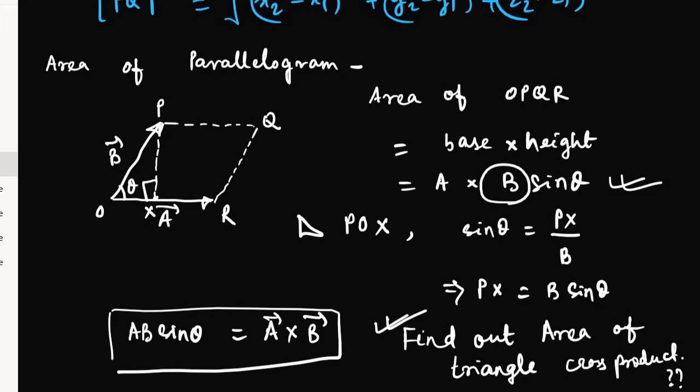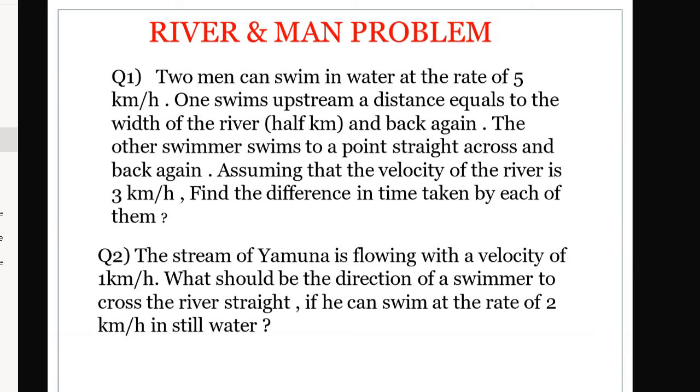We should move on to the other problems. You can write down the question if you want. The two men can swim in water at the rate of 5 km per hour. You can see the rate of their velocity is given and it is quite equal for two men. One swims upstream at a distance equals to the width of the river, which is half kilometer, it is given, and back again. The other swimmer swims to a point straight across, that means straight perpendicular, and back again.